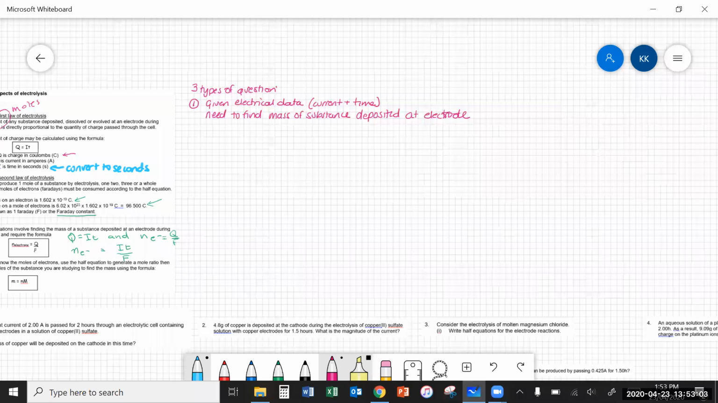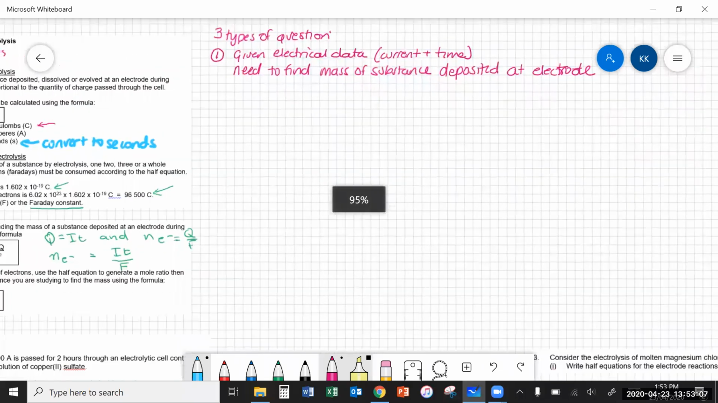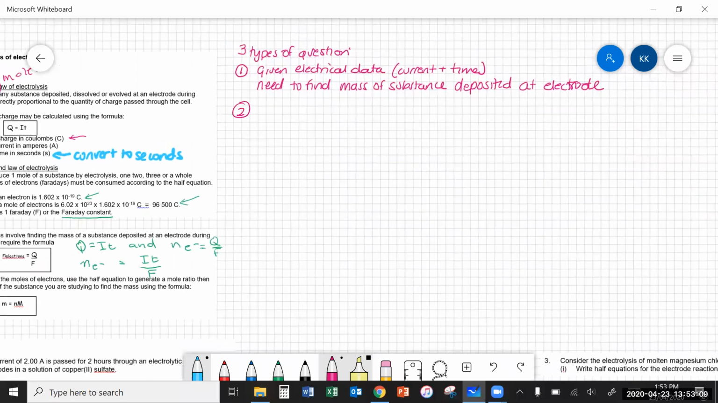All right, so that's the first type of question. The second type is where you're given the mass of the product and you have to find some aspect of the electrical data.